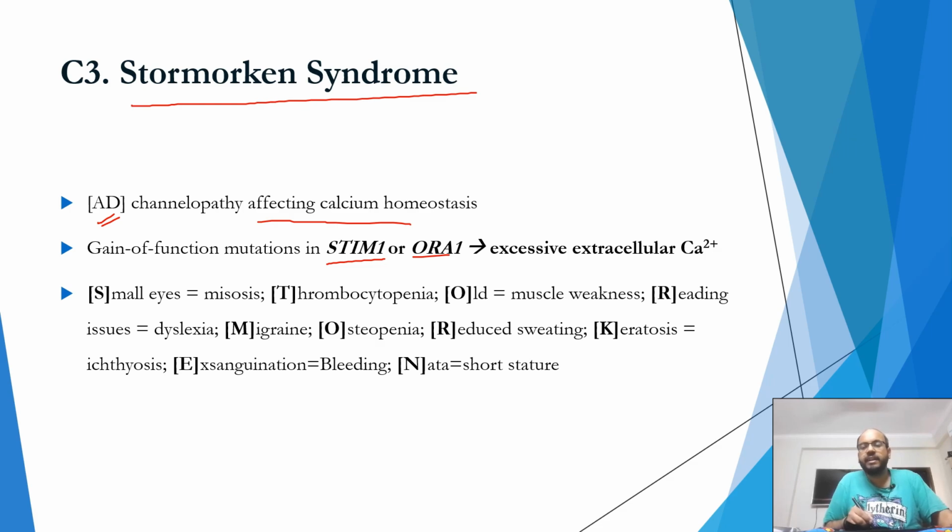These are the same gene, and they're required for extracellular calcium. So because of the mutation, you have excessive extracellular calcium. The calcium is more on the outside of the cells. So just remember that in Stormorken syndrome, S for Stormorken, S for STIM1 gene mutation, you have problems in the calcium levels. So the features, and I've used every letter of the word Stormorken.